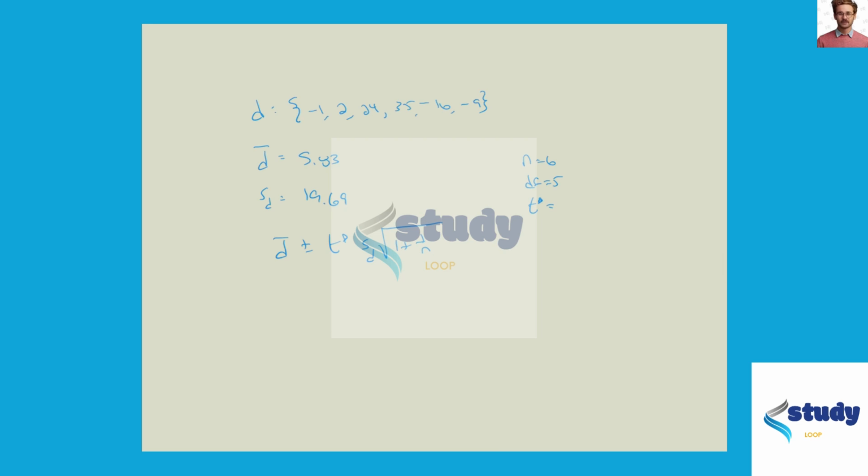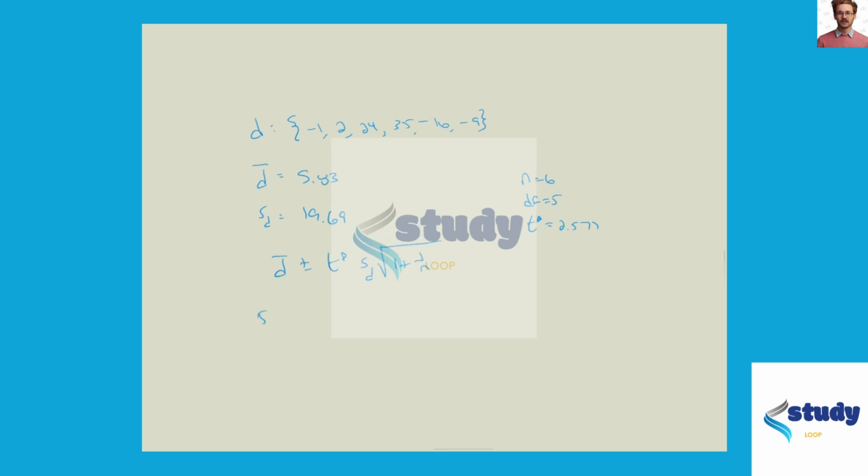So with 5 degrees of freedom and a 95% confidence level, the critical t for two tails would be 2.571. And so we've got 5.83 plus and minus 2.571 times the standard deviation times the square root of 1 plus 1 over 6.